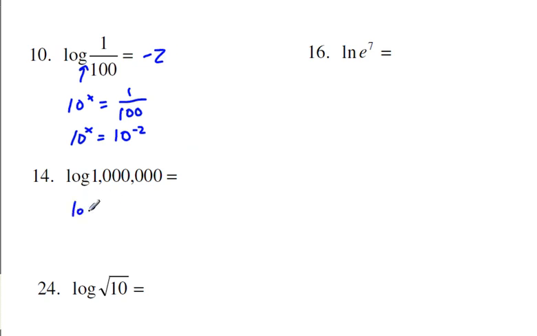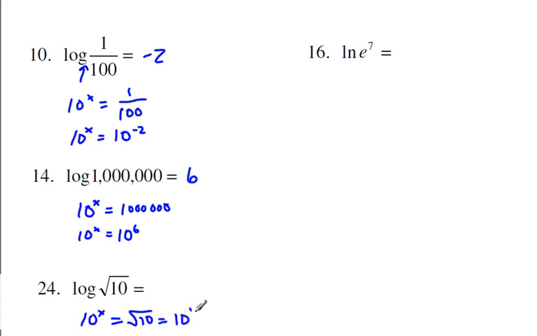Here, this is just log of 10 to the 6th power, so my answer is 6. Notice it's just the exponent. Here I've got a square root, so I'm saying 10 to what power, and I should write this last one here kind of the same way we did the others. Let me go back. I'm saying 10 to what power is 1,000,000, and 10 to the x equals 10 to the 6th. Here I'm saying 10 to the x equals root 10. Well, what power is that? Well, that's 10 to the 1/2 power, so my answer is 1/2.